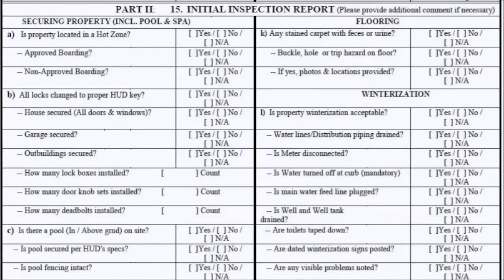We're now looking at the initial inspection report, Part 2 of the HPIR. First question, is property located in a hot zone? This has to do with boarding requirements or whether or not boarding's even approved in that area. Again, consult your property manager to determine if a particular property is in a hot zone. You'll become familiar with them after a while.